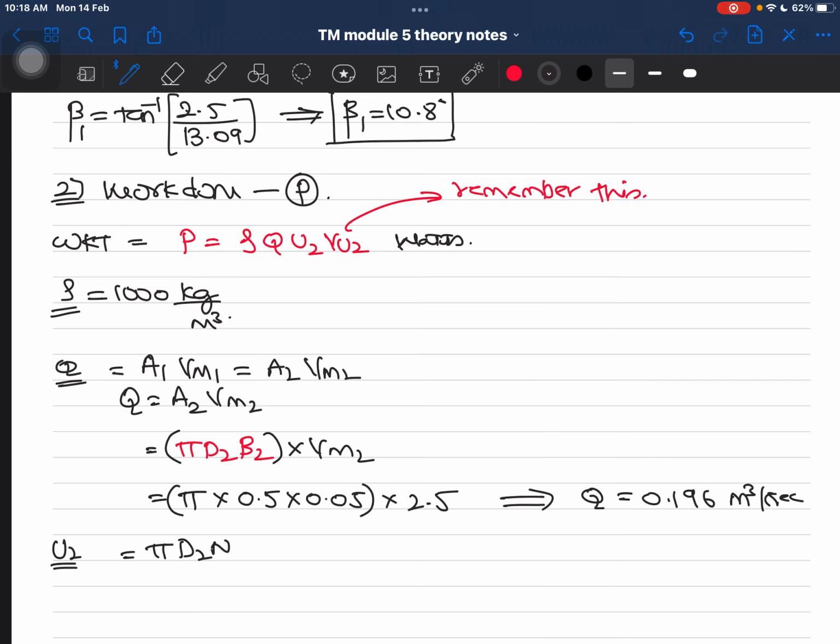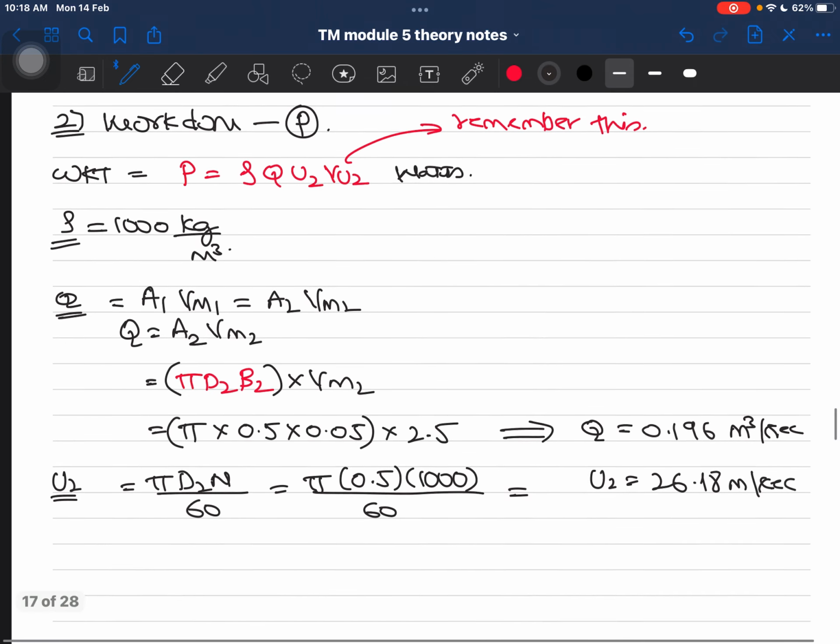It is pi D2 N divided by 60, that is equal to pi into D2 value, which is 0.5, into 1000 divided by 60. So U2 is equal to 26.18 meters per second. Next, you have to calculate the value of VU2.